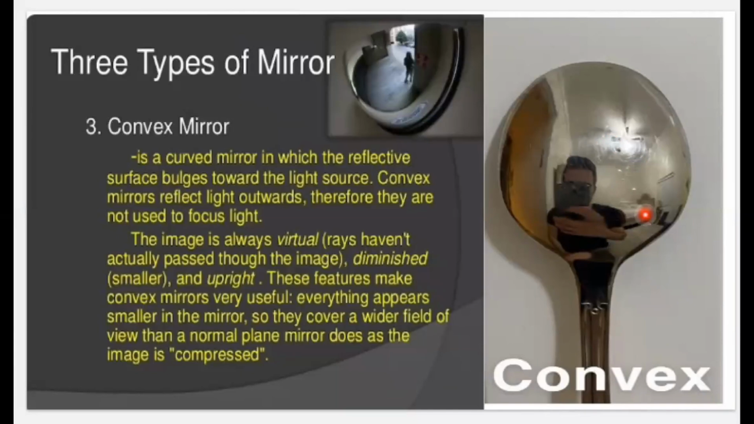At the same time, you can see the other view at the backside of this person also. So this is one of the major advantages of convex mirror. You get a wider viewing angle. You get a more field of view as compared to the concave mirror.